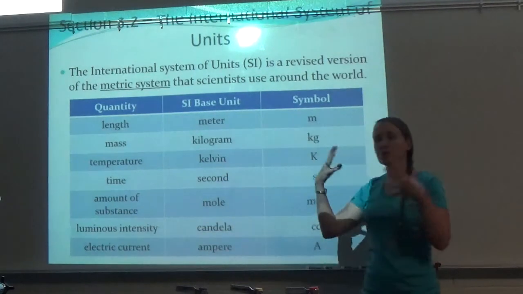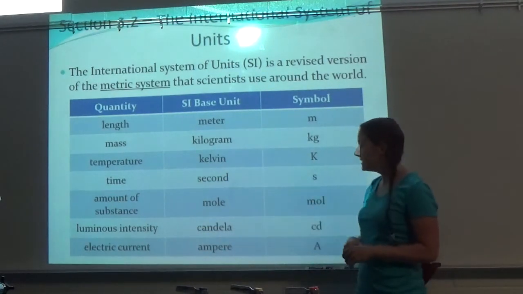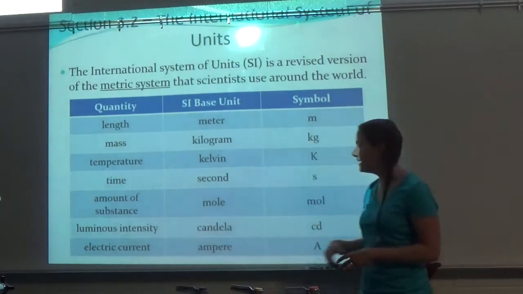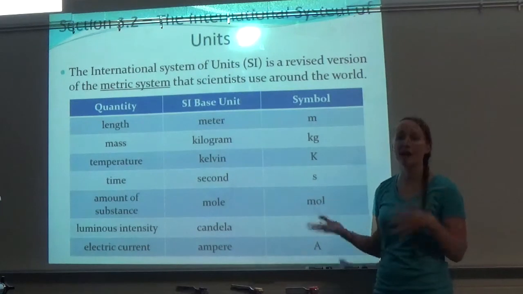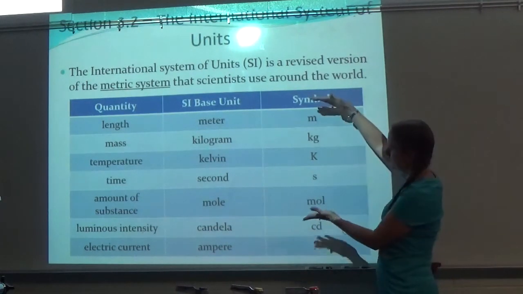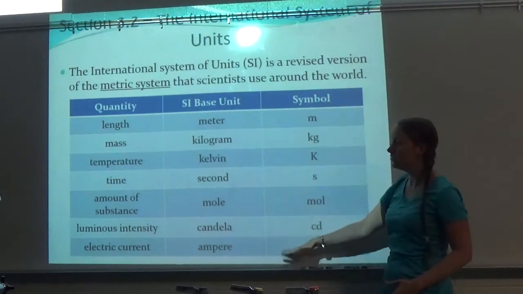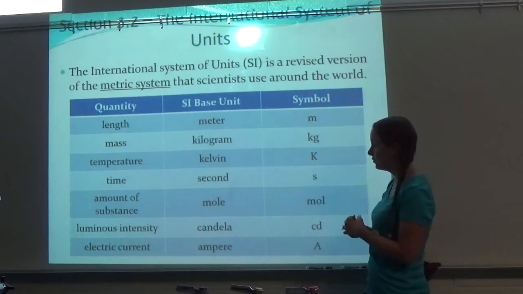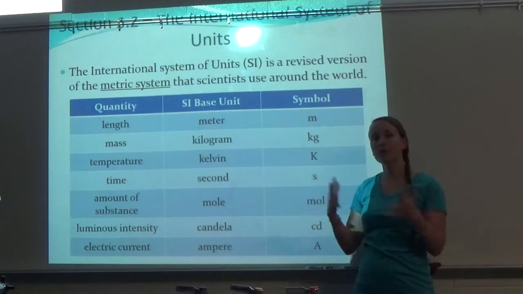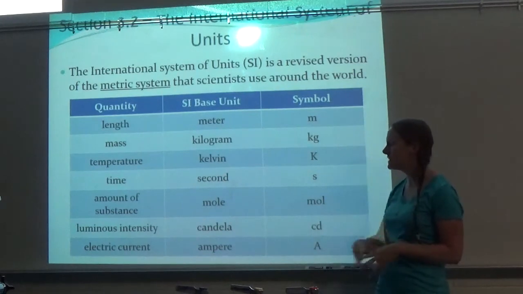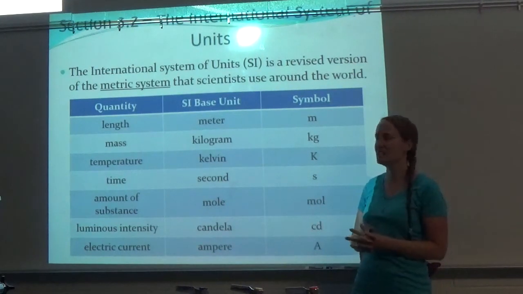Luminous intensity deals with the brightness of something. It's the candela, which is abbreviated cd. And electric current is the ampere, which is abbreviated a capital A, not amp. In chemistry, we will focus on these top ones. We don't really use luminous intensity or electric current in general chemistry in high school. Now, when you get into upper level chemistry in college, you will use electric current a little more, but still not so much luminous intensity that often.